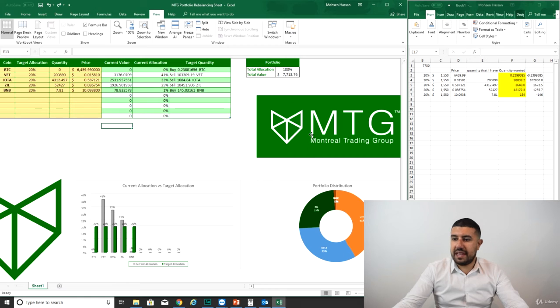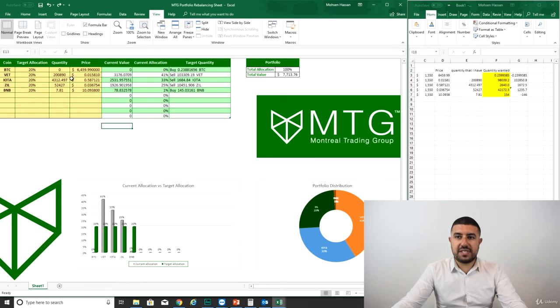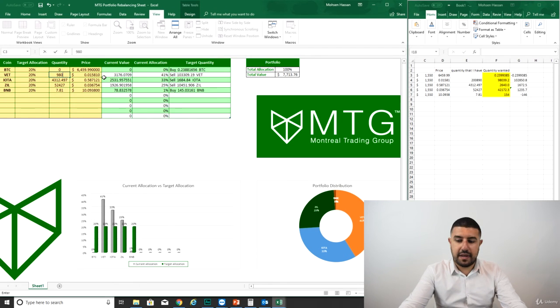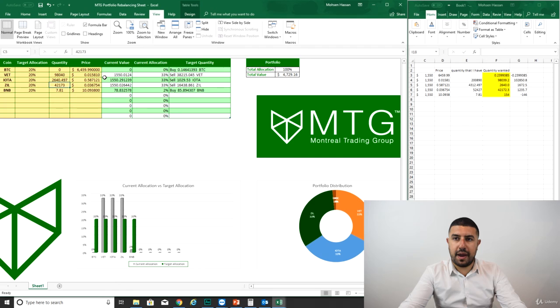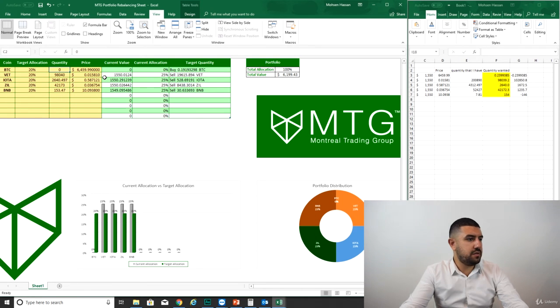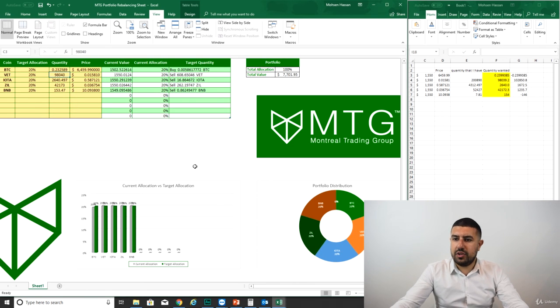Now, after selling everything and buying what I wanted, if I put in the quantities that I have right now, I have them here. After doing everything that I did, I have 98,000 VeChain and 40. Zilliqa, I have 42,173. IOTA, I have 2,640.497. And Binance Coin, I have 153.47. And then Bitcoin, I have 0.232589. Put that in and look at this.